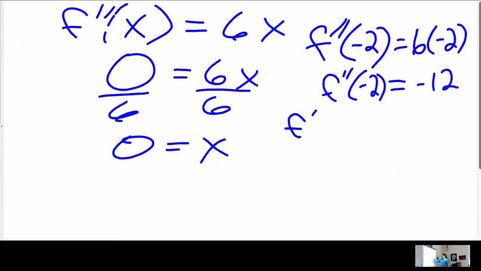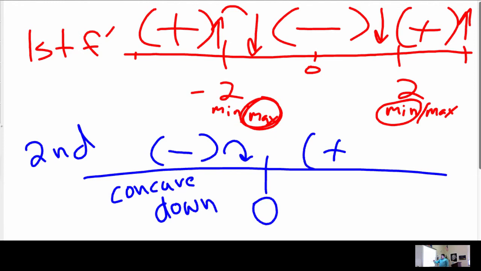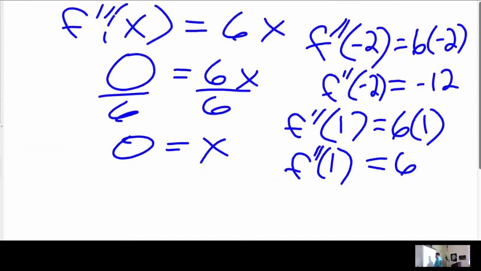But we're going to do the math anyway. So now I need to take a number greater than 0. We'll do 1. We're arbitrarily choosing any number greater than 0. I could choose 1, I could choose 1,000,000, whatever. But it's positive. Okay? That means concave up. Are you guys with me so far? Does that make sense?